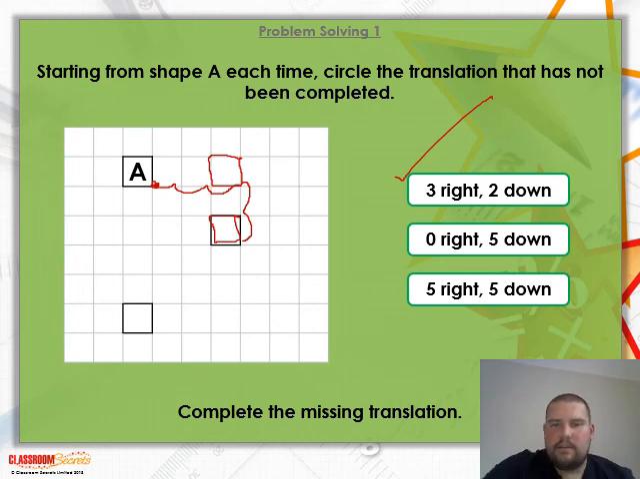Then you need to go down to 0 right, 5 down, 5 right, 5 down, and which one isn't there, you need to complete that translation. Okay, so today it's quite formulaic, it's quite straightforward and just following instructions, but you need to make sure you use a point from, say, shape A for the translations, and you need to remember to draw the shape after. A pencil and a ruler, please.